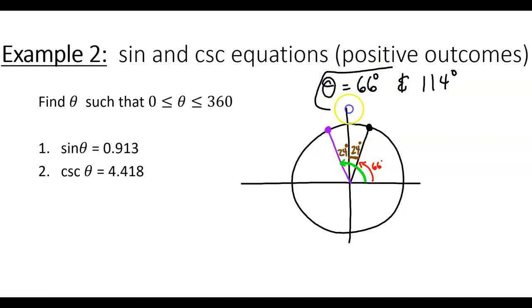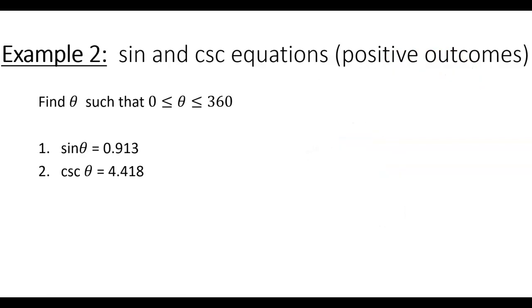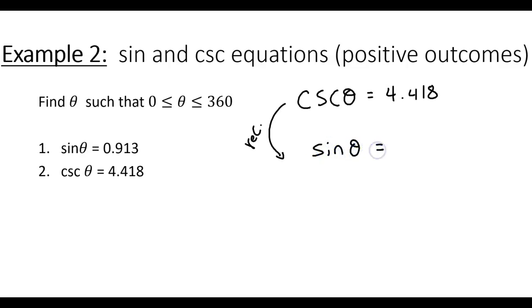And there's our two answers. All right, let's go ahead and do number 2. So number 2 is cosecant. So what should my first step be? It should be to take the reciprocal on both sides. So the reciprocal of cosecant is sine. And to find this reciprocal here, I'm just going to do 1 divided by that number and put my result right there.